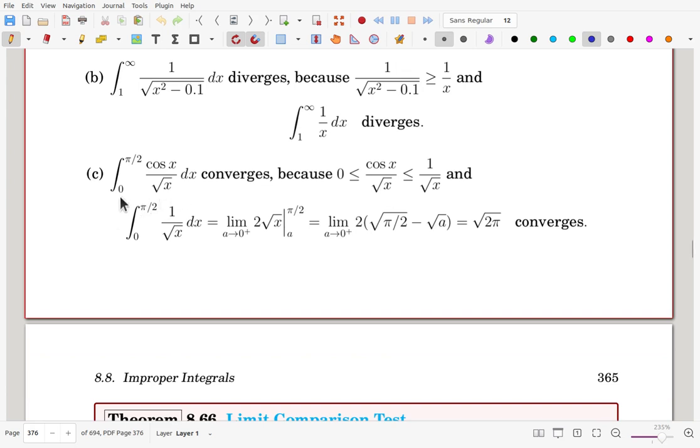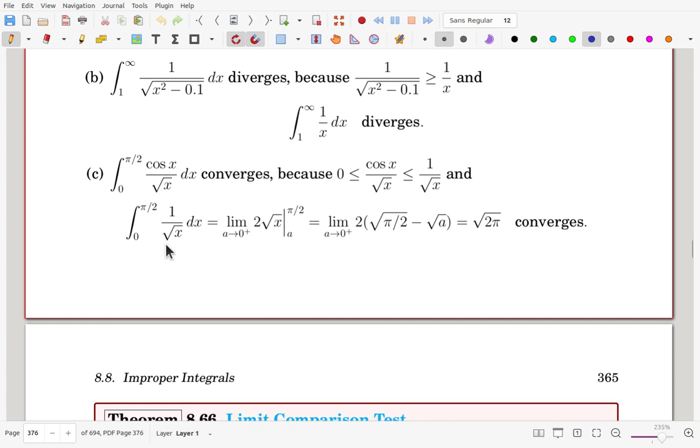Okay, here for this integrand, it's not easy to get the exact value. However, between 0 and pi over 2, it is larger than or equal to 0, and bounded by 1 over square root of x. Cosine x is always bounded by 1. Now, for this term, at 0 it has infinite value, so it is an improper integral. So here, we try to get the integral from a to pi over 2, and we take the limit as a approaches 0 from the right side.